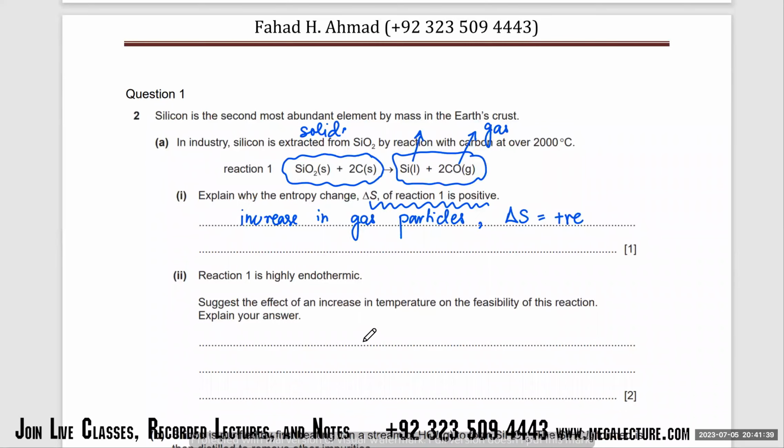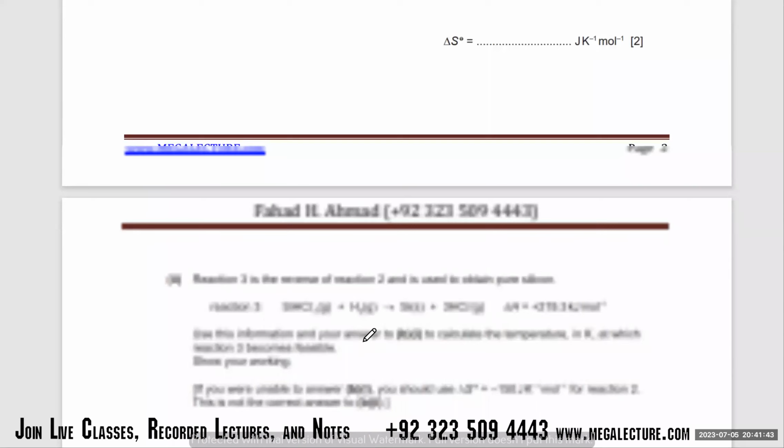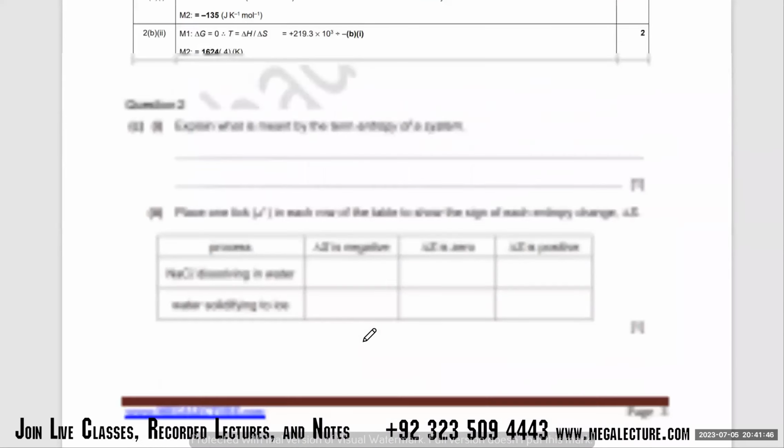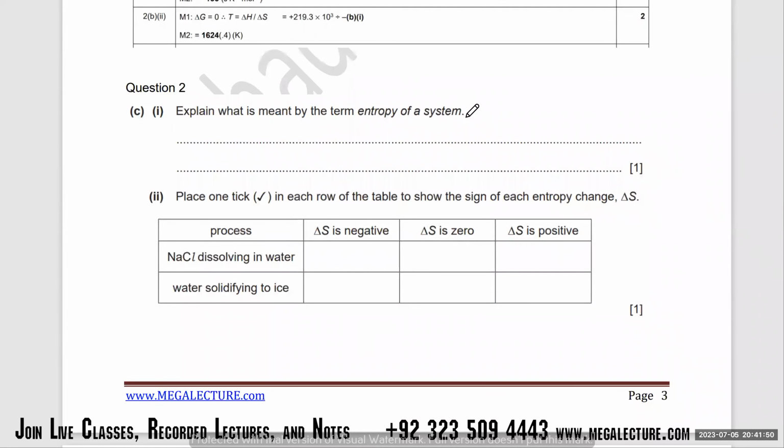Now, similar questions. What is meant by the entropy of a system? It simply means, we did this right at the start, it's a measure of disorder of a system. That's about it.